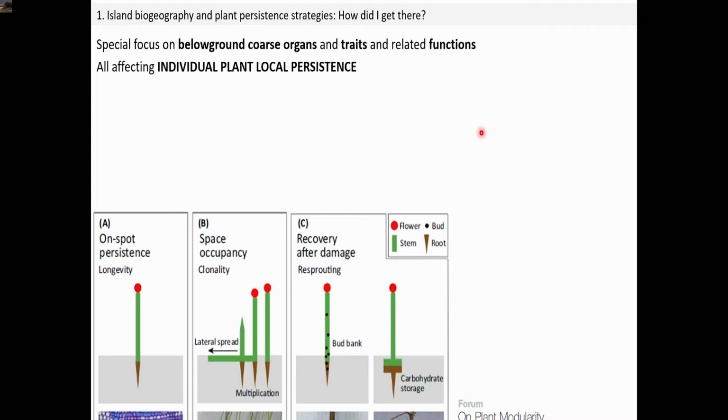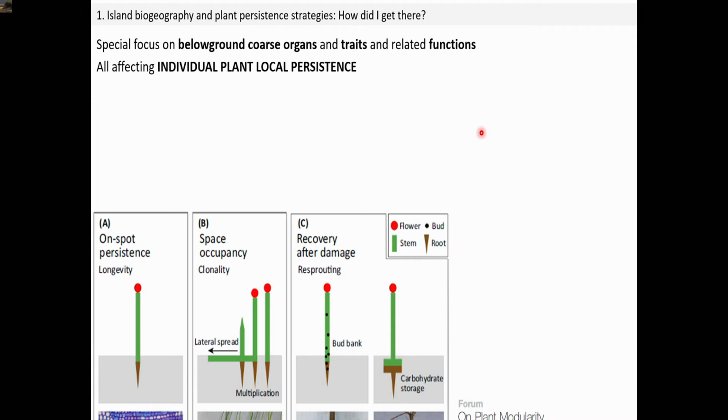And what I was doing there, I was focusing mainly on different groups of traits which are largely affecting individual plant persistence strategies, and which are generally played mainly below ground, but not only. Here there are some examples. For example, we've got a bunch of longevity traits, such as the age of a plant, which I will show more information about later on, or radial growth. They can inform about for how long an individual plant can persist in a given spot.